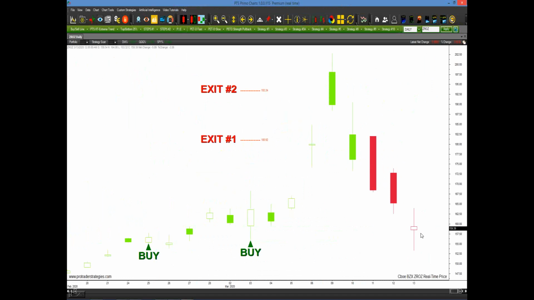So you see, you won't find this anywhere else except on our platform. Before you even get into a trade, you can see where these high probability exit levels are.